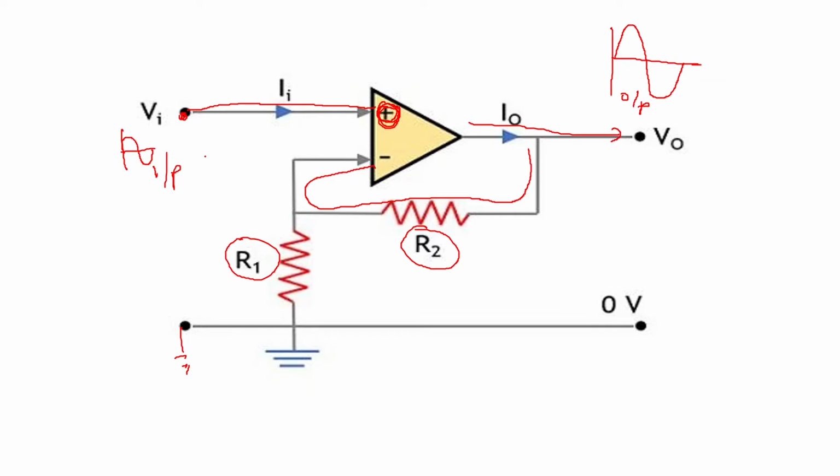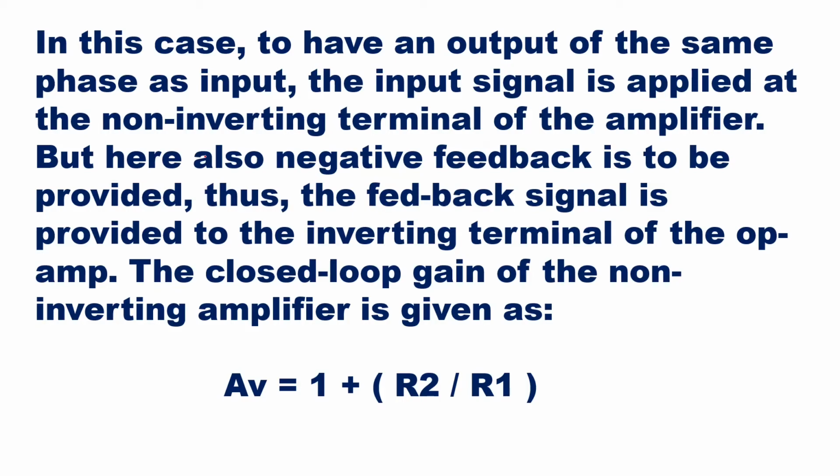Okay. So here, to have an output of the same phase as input, the input signal is applied at the non-inverting terminal of the amplifier. But here also negative feedback is to be provided. Thus, the feedback signal is provided to the inverting terminal of the op amp. That is why it is called negative feedback. The closed loop gain of the non-inverting amplifier is given as, this is important here, 1 plus R2 upon R1. So the gain is equal to 1 plus R2 upon R1.